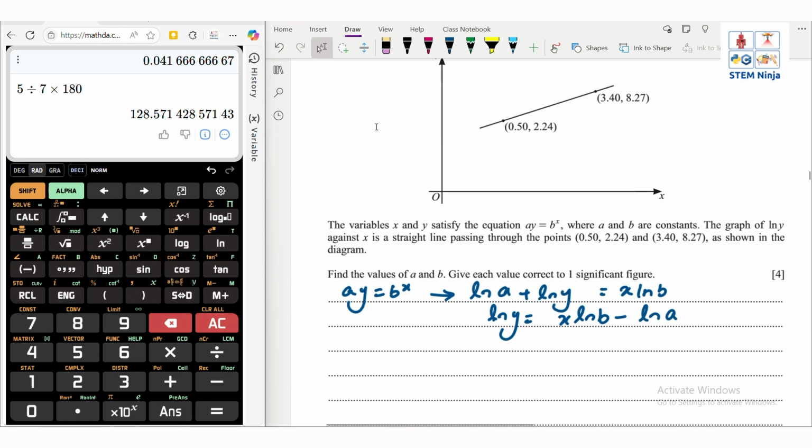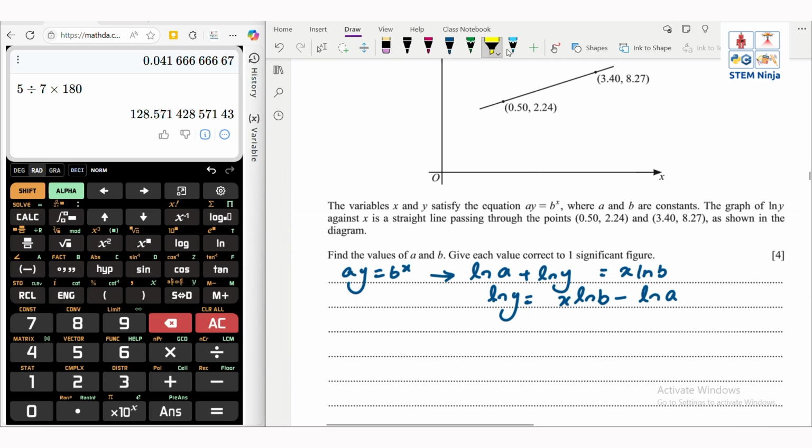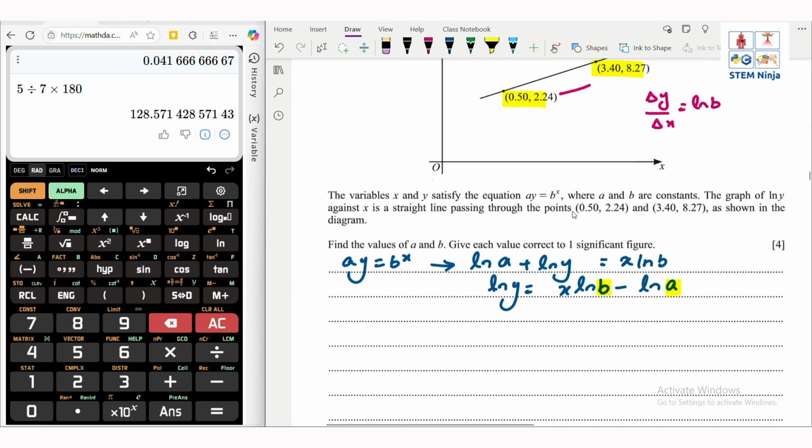So let's do this. There are two ways to solve this problem. Since we have two unknowns, b and a, we can plug in these two points as two different equations and we will get b and a. Or we can do this by the gradient and then the ln. So the rate of change over here will get us the gradient, which would be ln b. So let's try both methods and see which one you like better.